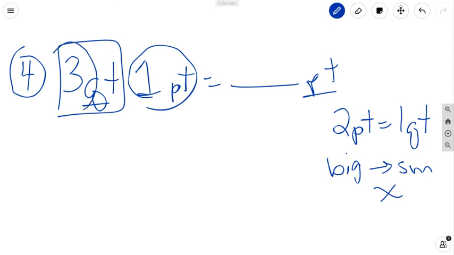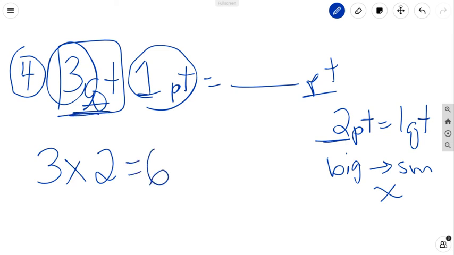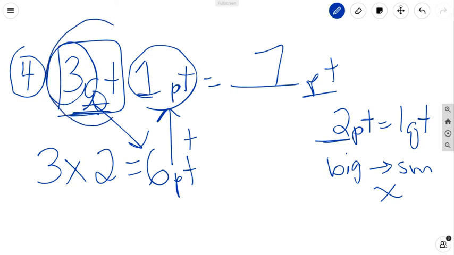So I'm going to first multiply this 3 by the 2. That converts this quarts into pints. 3 times 2 is 6, so that means that this 3 quarts became 6 pints. Now all I have to do is add it on to the other one, and 6 plus 1 is 7 pints. They try to trick you by adding this little pint on here at the end, but really just convert this one first, and then we get to the end.